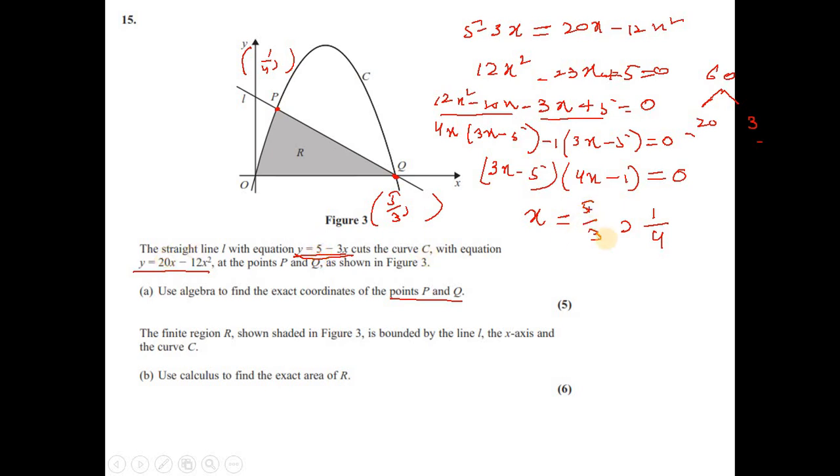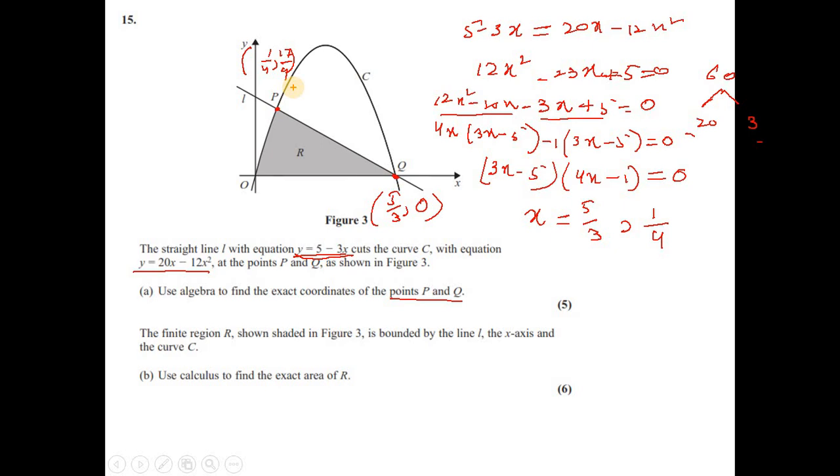So you put x equal to 5 by 3 in y equal to 5 minus 3x, and the 3 gets cancelled. That means 5 minus 5, so y equal to 0. Clearly this is the point 5 by 3, 0. And then you put 1 by 4 in the same equation: 3 times 1 by 4 is 3 by 4, and 5 minus that gives 17 by 4. So the y coordinate is 17 by 4. So your points of intersection are 5 by 3, 0, and 1 by 4, 17 by 4.